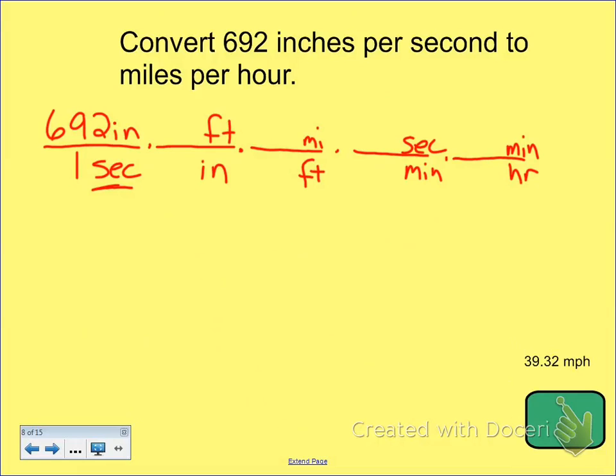Now we go back and we fill in our numbers. 1 foot is 12 inches. 1 mile is 5,280 feet. 1 minute is 60 seconds. And 1 hour is 60 minutes. So now, after you've filled in all of your numbers, now you can go back through and cancel out your units to make sure we ended up with what we were supposed to.